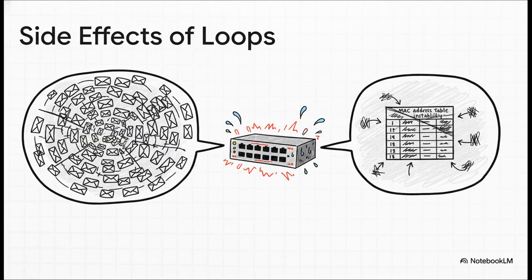The side effects are absolutely devastating. The network literally drowns in its own traffic. The switches get completely confused. Their internal address books, the tables that tell them where every device is, are constantly being rewritten with bad info. Their processors just overload, and none of your actual important traffic can get through. It's a total system failure, all from one extra cable.